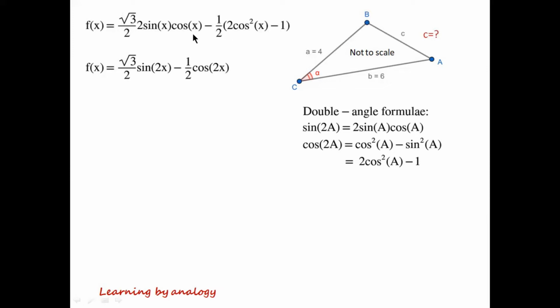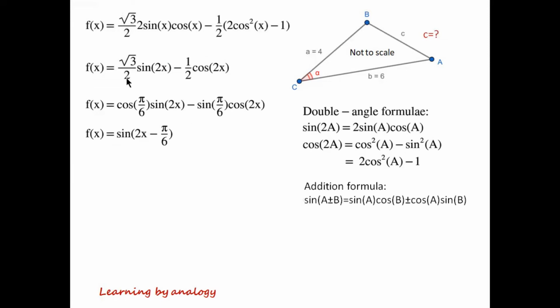2 sin x cos x can be written as sin 2x by applying the double angle formula for sin 2A. 2cos²x − 1 can be written as cos 2x by applying the double angle formula for cos 2A. We want to apply the addition formula. So we write √3/2 as cos π/6 and 1/2 as sin π/6.